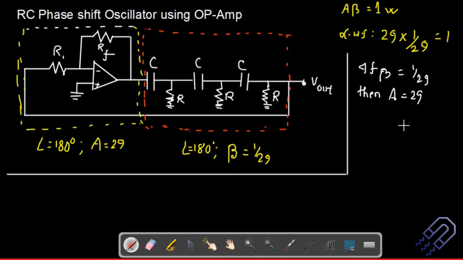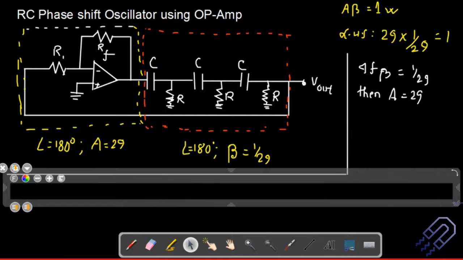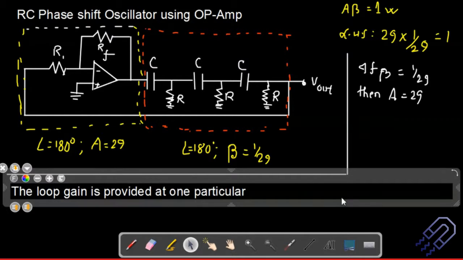So the loop gain is basically, the feedback circuit that we have is usually a kind of frequency selector. If you remember when we talked about the RC oscillator, we said that in general in oscillators, the feedback circuit should actually select a particular frequency and amplify that. So it is basically acting as a frequency selector. So that means if we are talking about the loop gain, it is basically provided at one particular frequency.